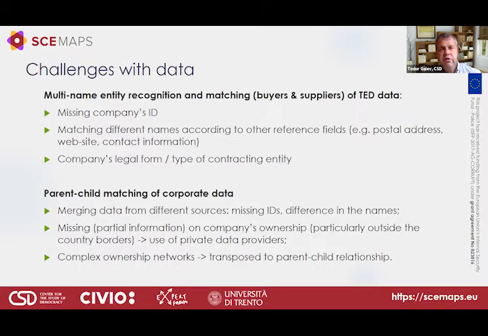The first challenge is multi-name entity recognition and matching, both for suppliers and buyers. It means for companies and for contracting authorities or public institutions of that data, so of public procurement data. Multi-name entity recognition means that a single entity, never mind whether it's a public institution or a company, could exist in the database with several names. Believe me, there are companies that exist with more than 24 different names in this database.